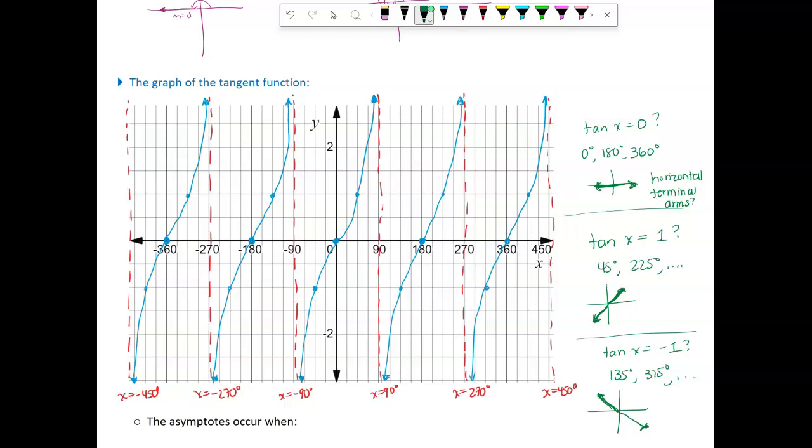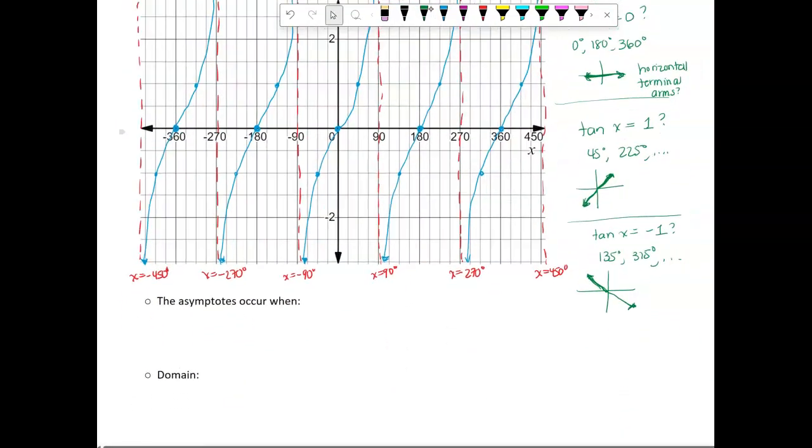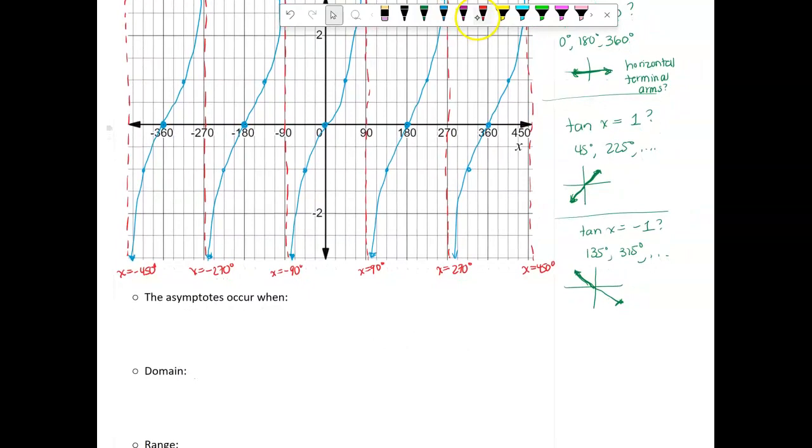Okay, so those are the key points of when we should define our tan function on the graph. And so now let's write those characteristics we need. So when does an asymptote occur? That happens when tan of x is undefined, which we said happens in vertical lines, when the terminal arm is vertical. If we list all these, we have negative 270, negative 90, 90, 270, etc.